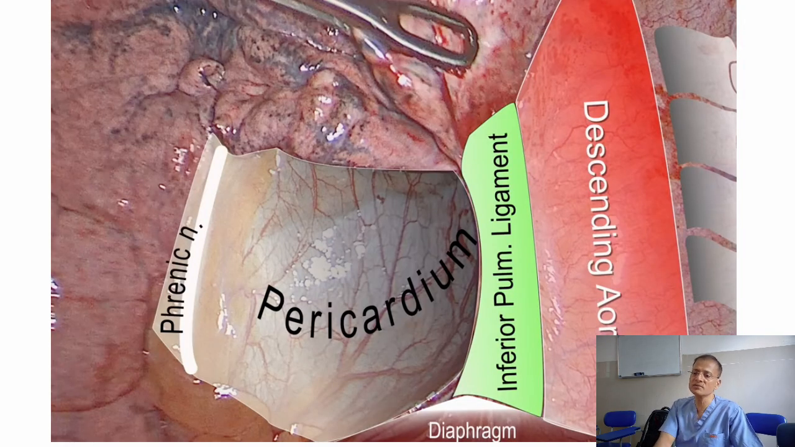Here again we see the left side, a picture from the left side. This is the descending aorta. This is the inferior pulmonary ligament. This is the phrenic nerve, pericardium and the lung, right?